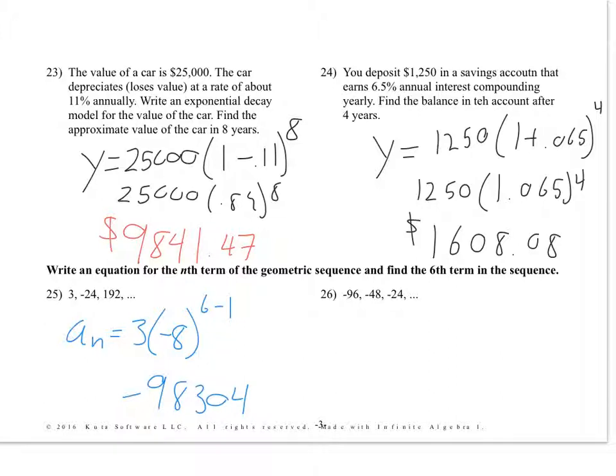All right, and on number 26, a sub n, and we started at negative 96. Now, it looks like we are dividing by 2 or multiplying by a half. And we also want the 6th term, so it would be 6 minus 1, so it would be to the 5th. So 1 half to the 5th power times negative 96 gives me negative 3.